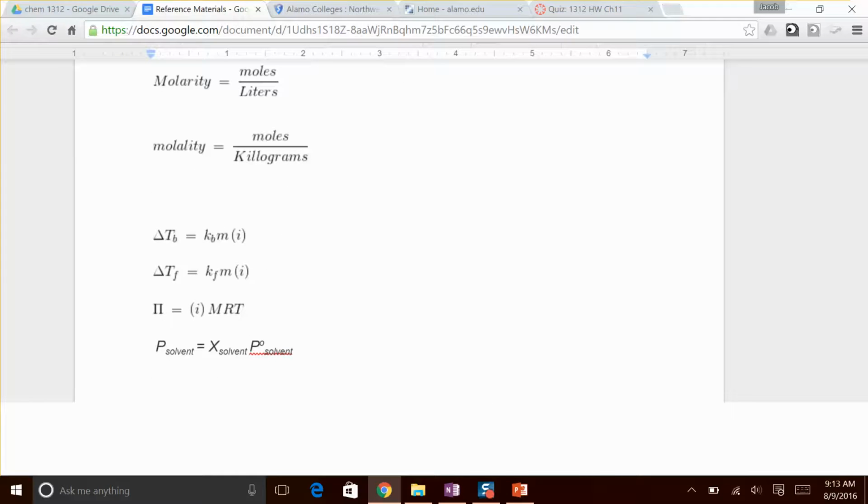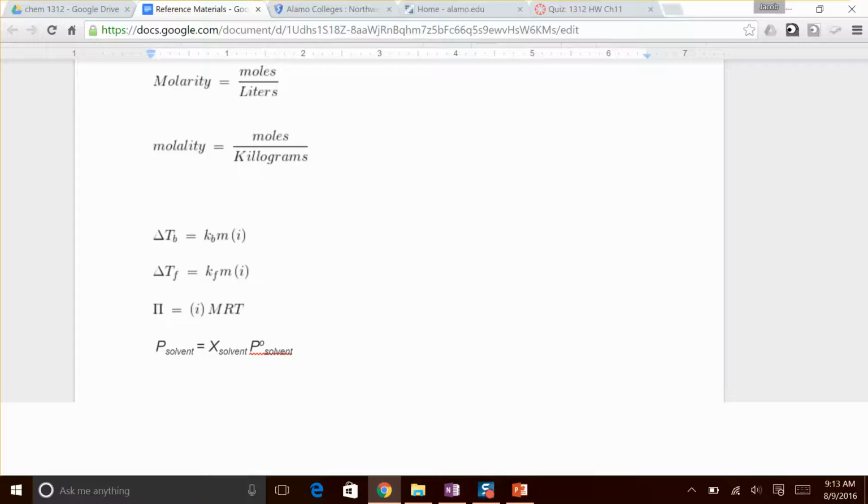Okay, do you see? This might help you, Andrea. See how the equations are written? Okay, so you see I? That's the number of particles. If it's covalent, I is 1. If it's ionic, you put the number of particles for I. And then you would calculate this. Okay?